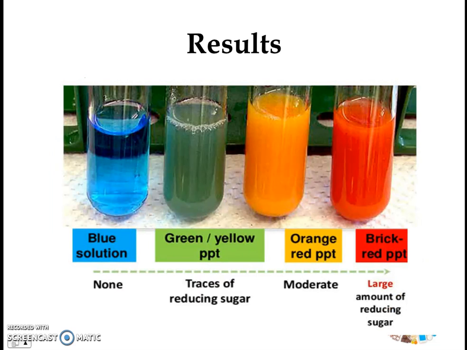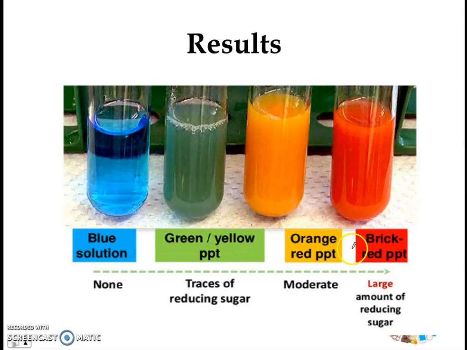Now, even though we say that if reducing sugars are present, the blue solution will change to a brick red precipitate, like this one here, there is actually a range of possible results. If there is a moderate amount of reducing sugars, you will actually see an orange-red precipitate being formed. If there's a small amount of reducing sugar, you will sometimes see a green, if not a yellow precipitate being formed. So there's a range of color precipitates that can be produced, and you need to observe and to record down the correct color.